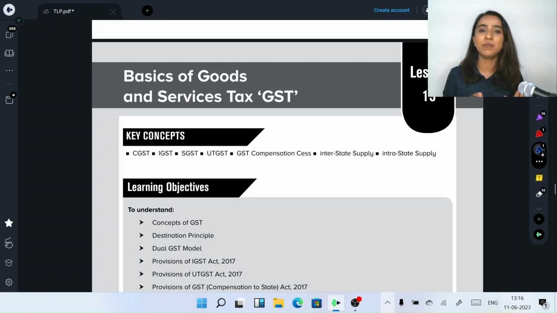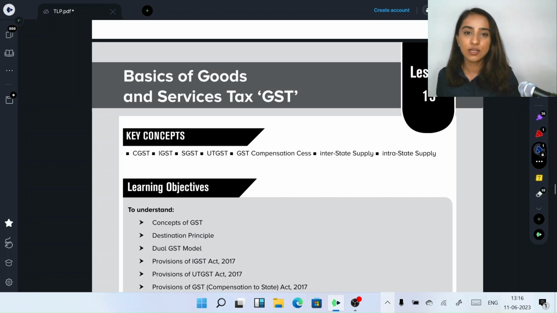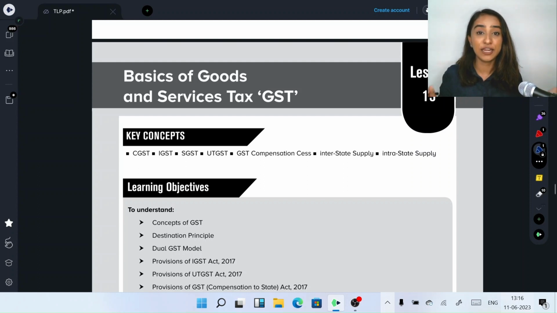Lesson number 15, Basics of Goods and Services Tax. Earlier you understood why the old taxes were subsumed into GST and why GST was brought about. Now you're setting your foot into learning what GST really is and what the provisions of GST law talk about. So this chapter is going to be a general framework.